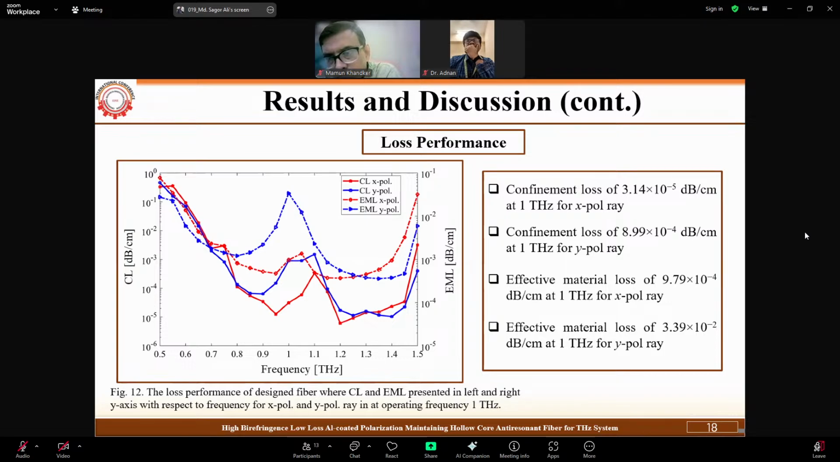Effective material loss. Effective material loss of 9.79 × 10^-4 dB per centimeter at 1 terahertz for X-pol. Effective material loss of 3.39 × 10^-2 dB per centimeter at 1 terahertz for Y-pol ray.